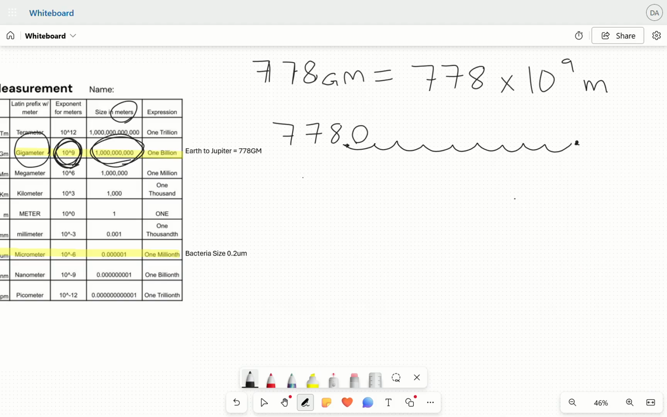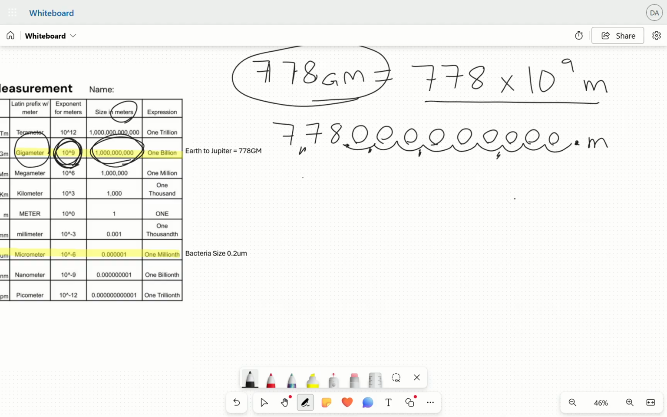Each one of those jumps, I'm going to put a 0. I'm going to put a 0 for every jump that's not already filled with a number. From here, I can put my little commas every 3 spaces. And I can put my new unit, which is meters. So I know the distance from Earth to Jupiter is 778 gigameters. It's also the same exact thing as saying 778 times 10 to the power of 9 meters. It's also the same thing as saying this giant number, meters, all the same.